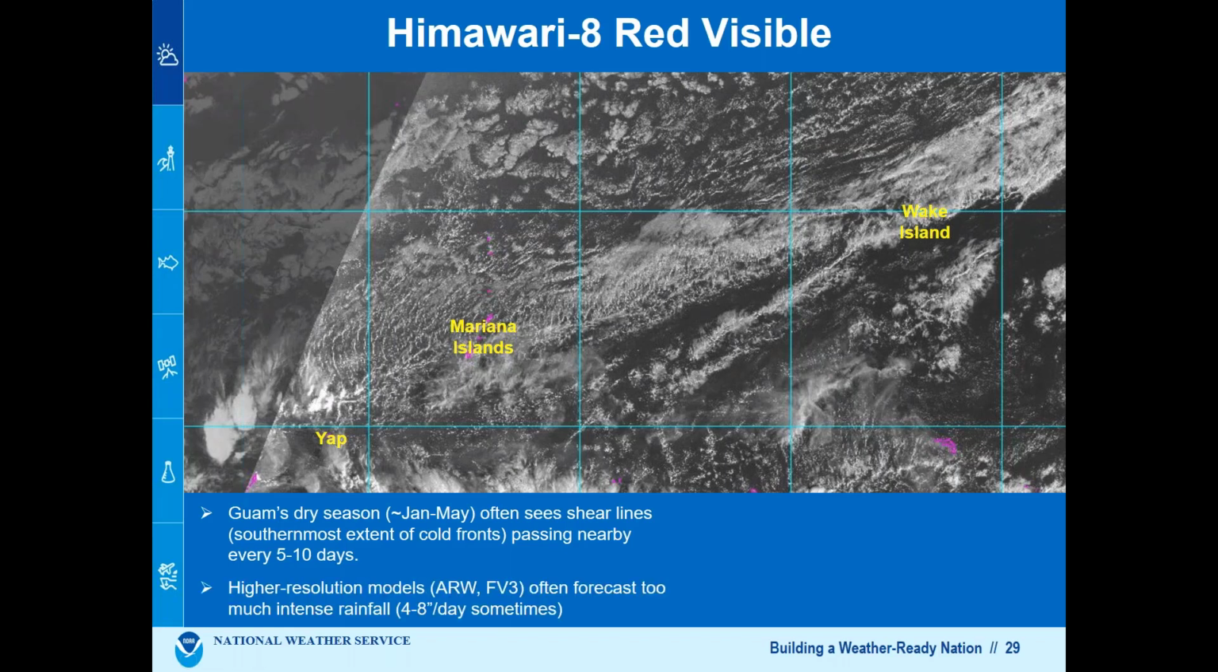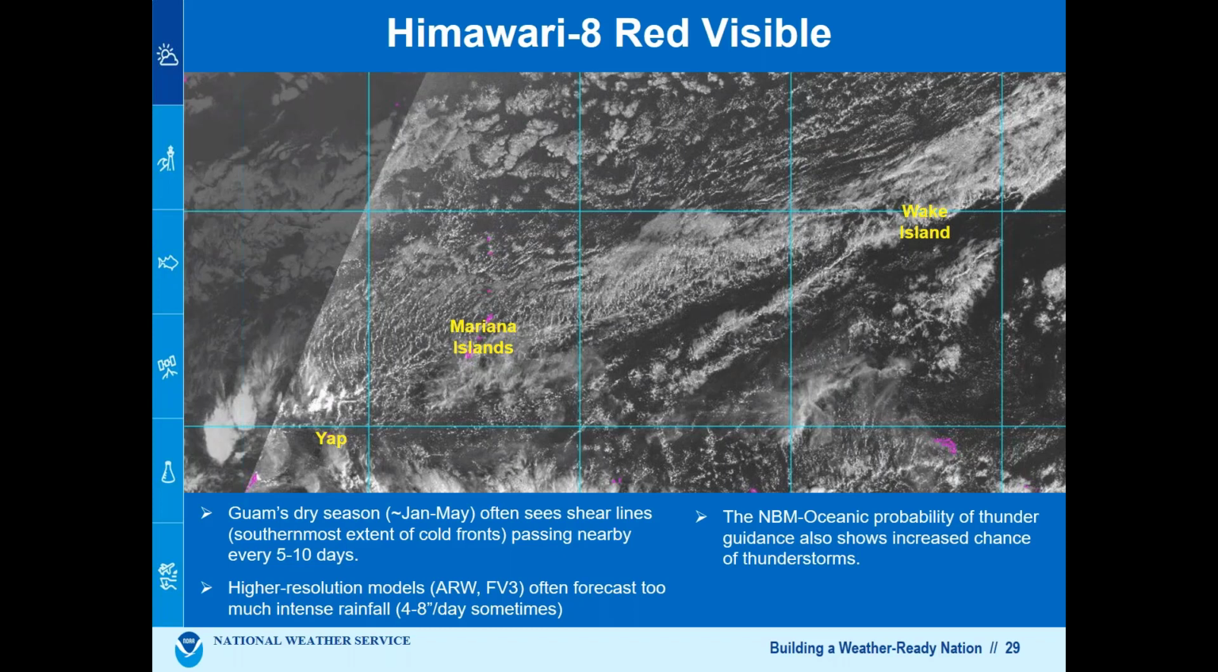With the shear lines, the higher res models, the ARW, the WRF, tend to go a little overboard with precip estimates. Sometimes we see 4 to 8 inches per day with these shear line features, and we would rarely ever put that type of a QPF with a shear line. There are some conditions that could lead to that, but largely not the case, and I'll show you more shortly.